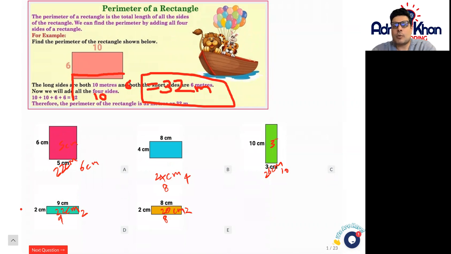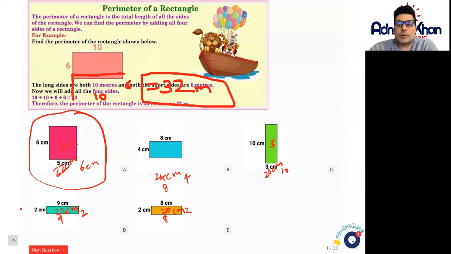So which rectangles have the same perimeter? From what I can see so far, it's option A and option B, because both of them have a perimeter of 22 centimeters, whereas the other three rectangles are 24, 26, and 20, which are quite different in terms of measurement and length. That's how you work out perimeter.